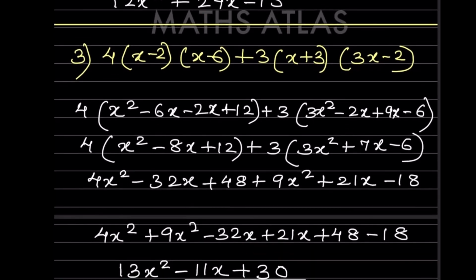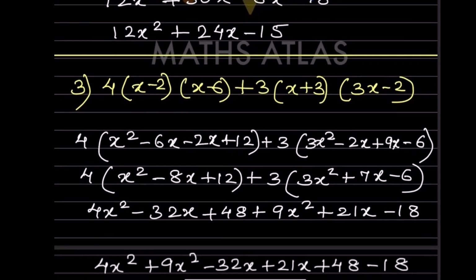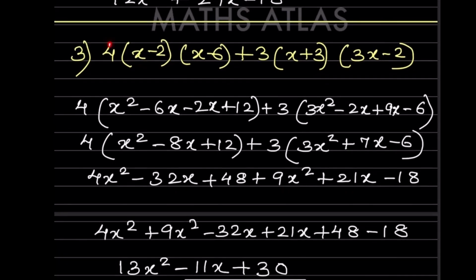So now look at this. Again, what will you do here? As I said here, either you can take this or you can keep 3 at the side and first expand this one. So here I have shown you the other way. I kept here 4 at the side and I expanded this one first. So 4 keep at the side. This is going to be x squared minus 6x minus 2x plus 12. So this is for the first part.